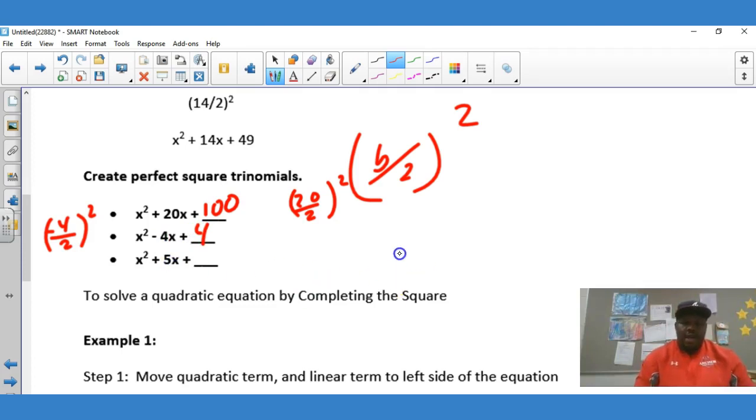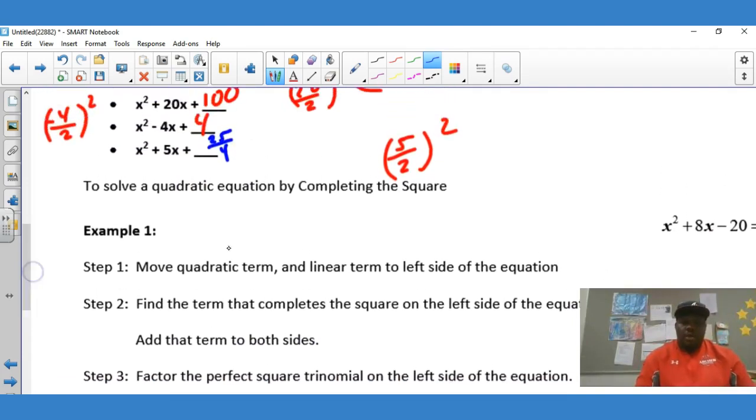You take this one, 5. 5 divided by 2, then square it. Well, 5 divided by 2 does not divide evenly, so we will leave it as 5 over 2. Then we square it. When we square that, we get 25 over 4. Now, this is a perfect square trinomial.